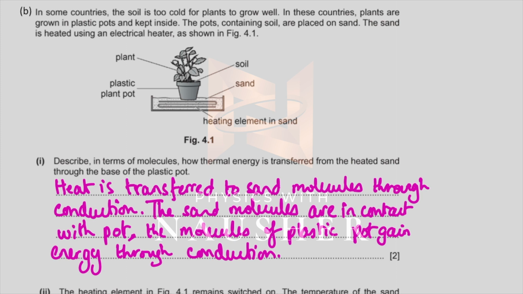Now why did they ask this question? They asked this question because they are basically putting a heating element inside the sand. In some countries, the soil is too cold for plants to grow well, so you keep them indoors and you put heating elements in the sand. So sand heats up by conduction, and then the sand is in contact with this plastic pot. So the plastic pot's molecules also gain that heat energy from the heating element by conduction, through the vibrations of the sand molecules. We don't place the heating element directly in the plastic pot because the plastic pot would melt. You know, plastics can melt. Plastic should never be put in a microwave.